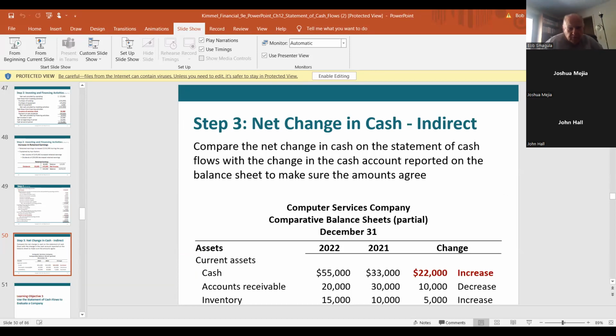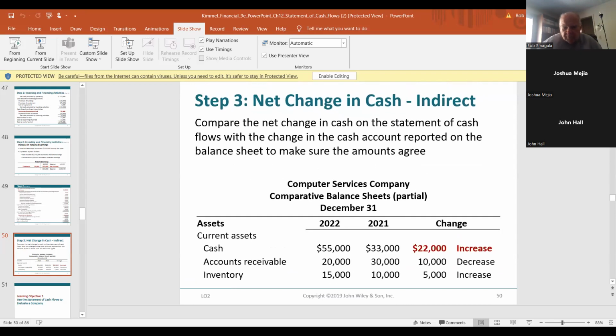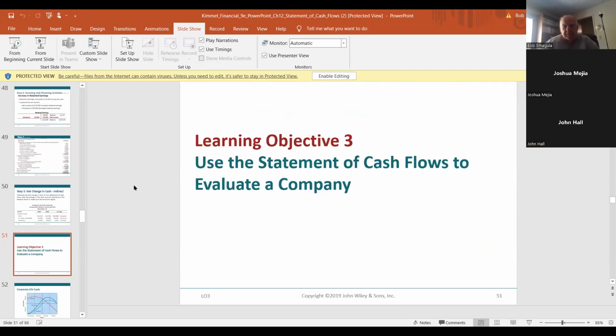Okay. Net change in cash, indirect. What they're showing you here are the differences. Again, these are the increases, decreases. Okay. What we did was go through how to prepare the statement of cash flow. I know it's tricky. And on the exam, you're going to get a lot of questions along this line.